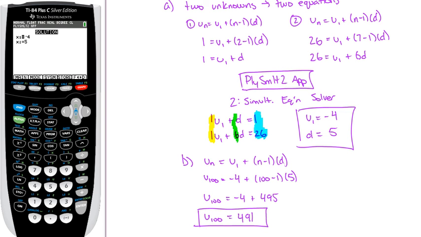So hopefully you feel comfortable with the properties of arithmetic sequences now, and you can problem solve using that general term formula.